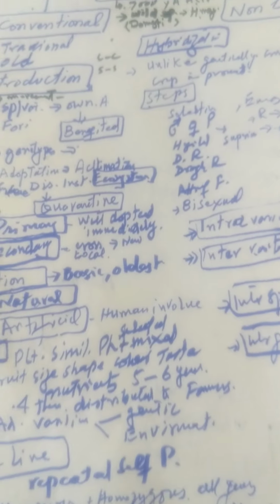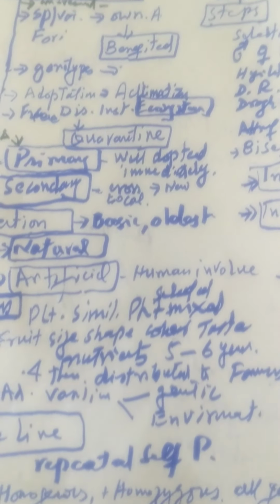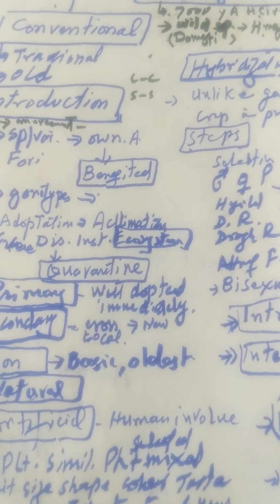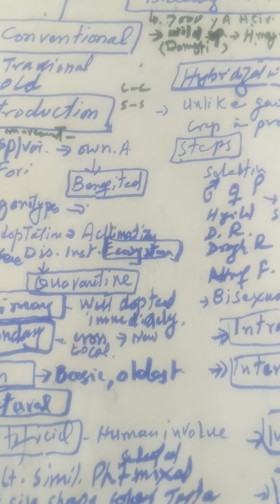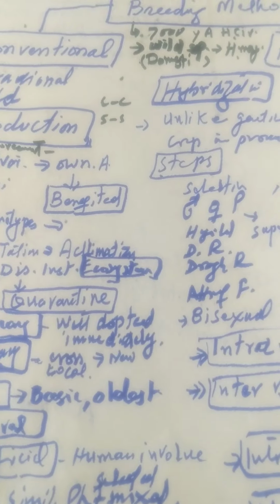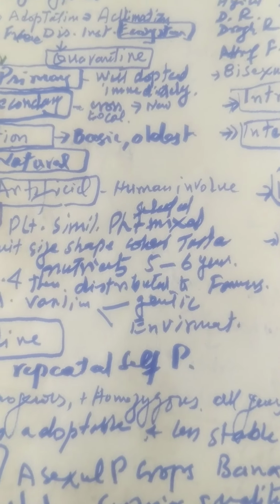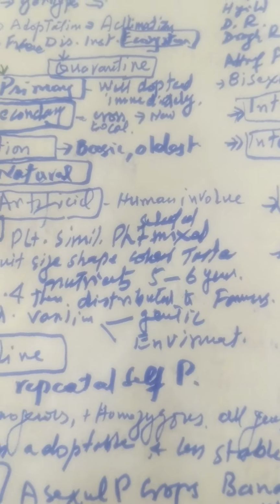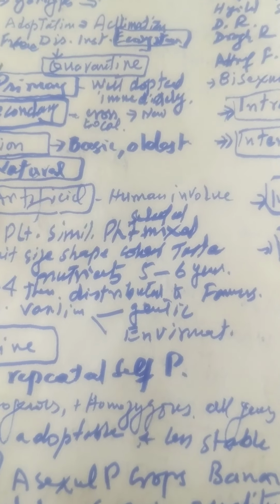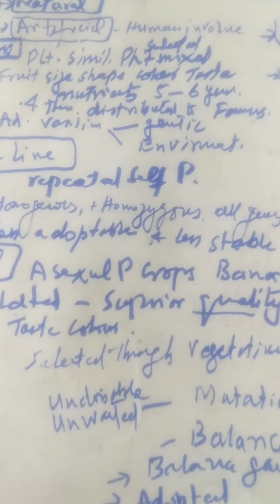One more thing about introduction and selection. Introduction is used in all types of crops, like self-pollinated, cross-pollinated, and also vegetatively propagated. Mass selection is used in cross-pollinated crops, while pure line selection is used mostly in self-pollinated crops.